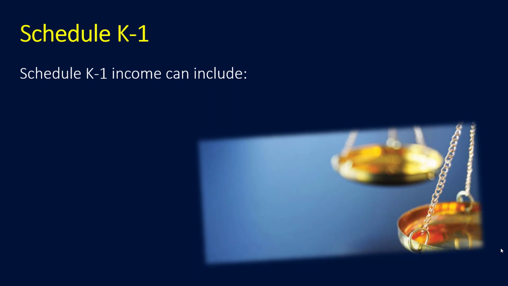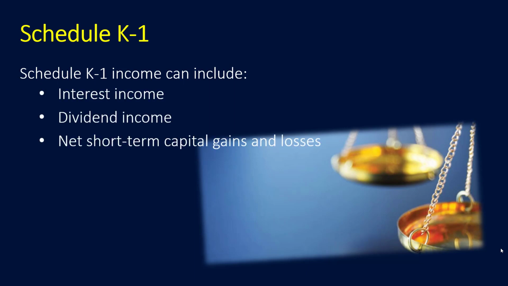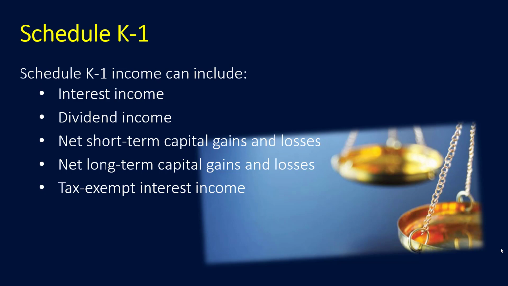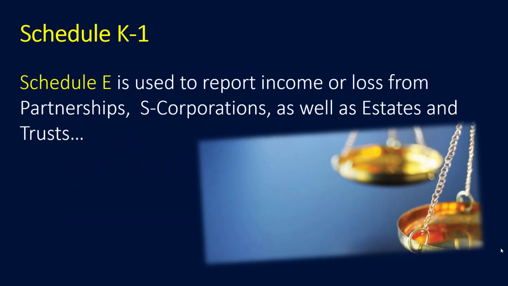Schedule K-1 income can include interest income, dividend income, net short-term capital gains and losses, net long-term capital gains and losses, tax-exempt interest income, royalty income, reported on Schedule E, and Schedule E is used to report income or loss from these partnerships, S corporations, as well as estates and trusts.